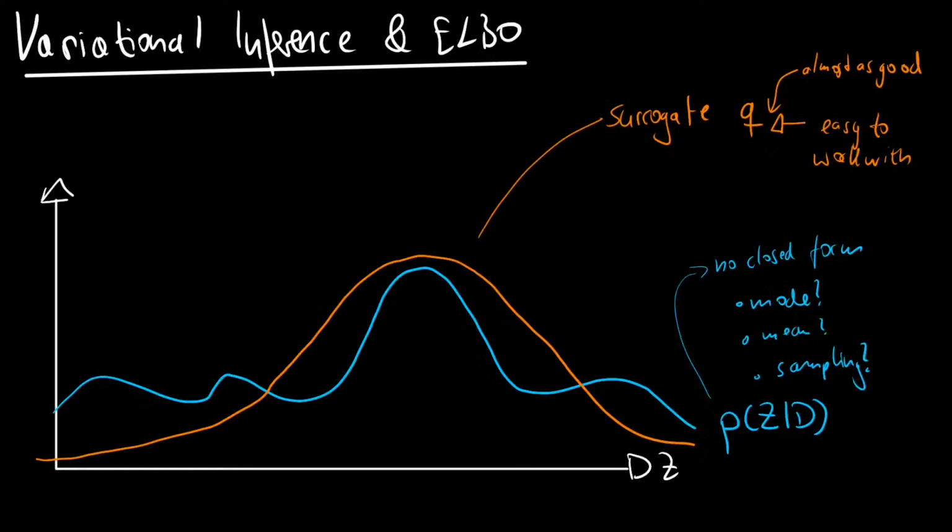Welcome to this new video. Today we want to look at variational inference and the evidence lower bound, shorthand ELBO. For this, we will first look at the problems that the posterior induces and how we find a remedy with a surrogate posterior. Then we will derive the ELBO, and in the end we will look at some visual examples of what it means to use the ELBO in the context of variational inference.